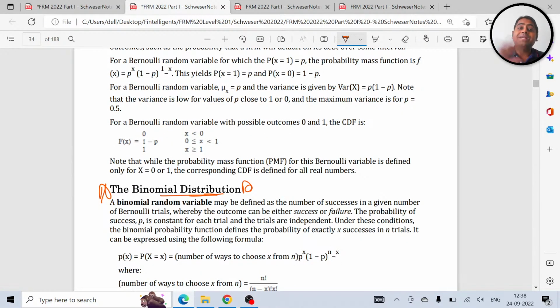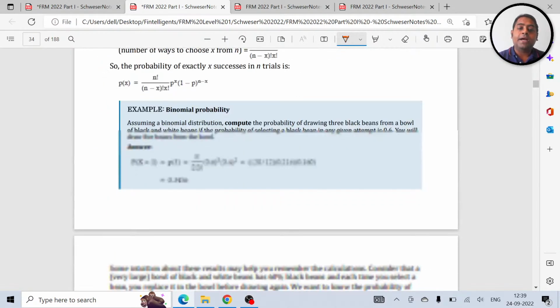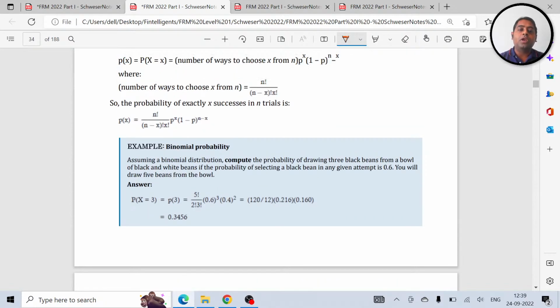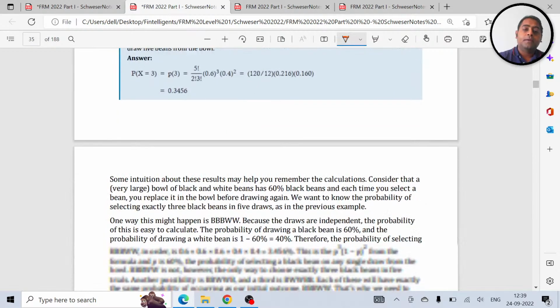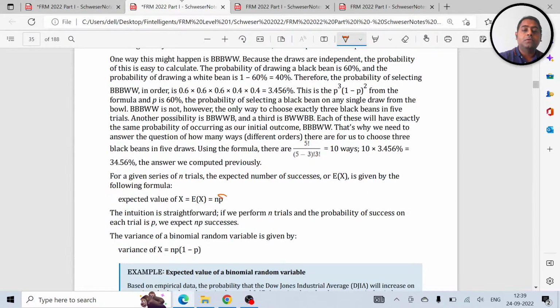Okay, and when I'm saying testing, it means I feel most of the students might get tested on this. Binomial, all of them: the formula, the calculation, everything you should be good with. Okay, all the formulas, this also, variance and expectation.